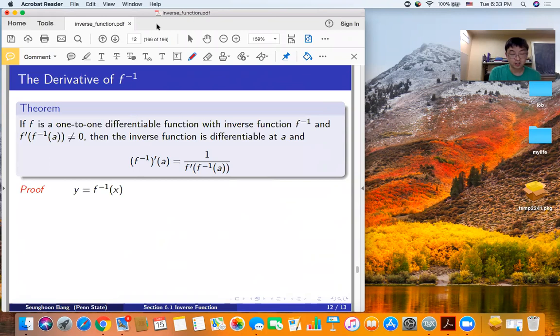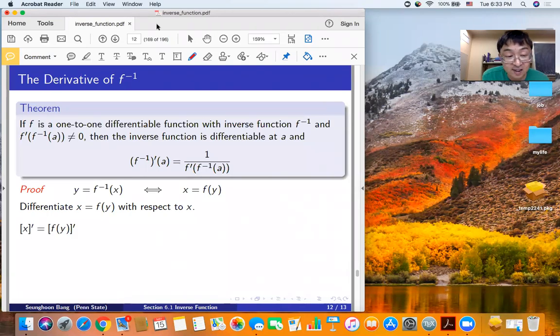We can start from the definition: y equals f inverse of x. We have this equivalent relation; you only have to interchange input and output: x equals f of y. Next, take the derivative of both sides. What is x prime?